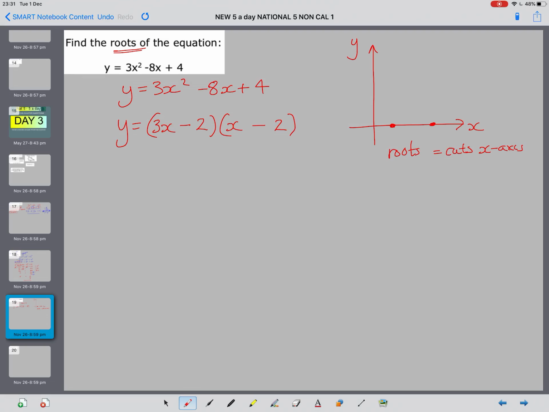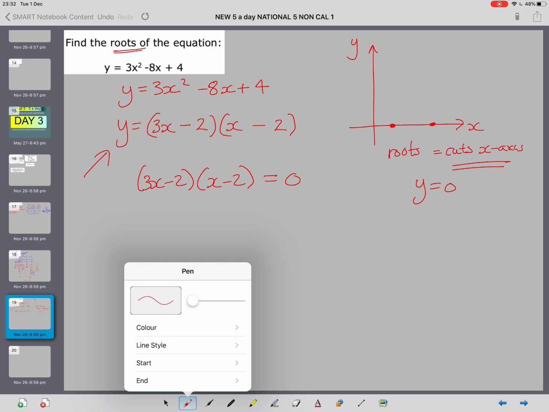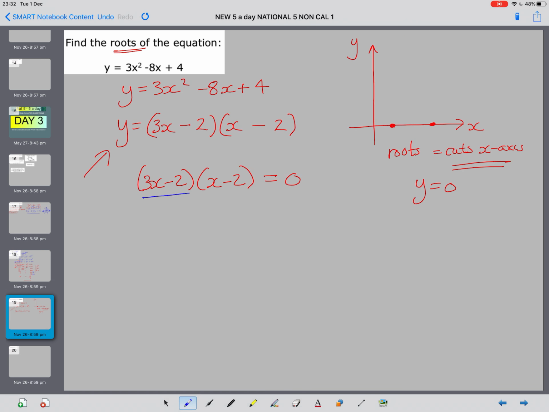Again, there are different methods of factorising. I'm just letting you sort out your own method, and I'm assuming that you know how to do that. So if you want to know where it cuts the x-axis, that happens when y is equal to 0. So this is y equals 0 here. I'm going to replace that y with 0. I'm just going to write the brackets first though. I'm going to write them equal to 0. And then you're going to take each bracket separately. So this first bracket, 3x take away 2, I'm going to make that equal to 0.